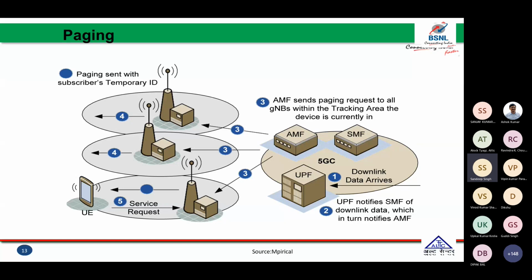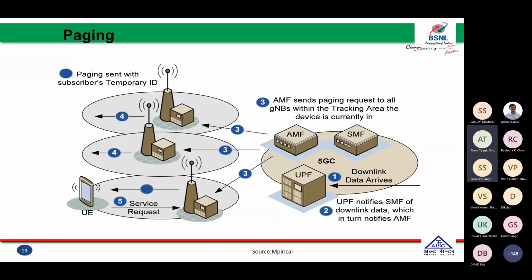Why did they make the registration area? To avoid the overload of signaling. If we move from one tracking area to another, taking a registration area update unnecessarily uses a lot of signaling at the radio resource side. So the registration area reduces this.